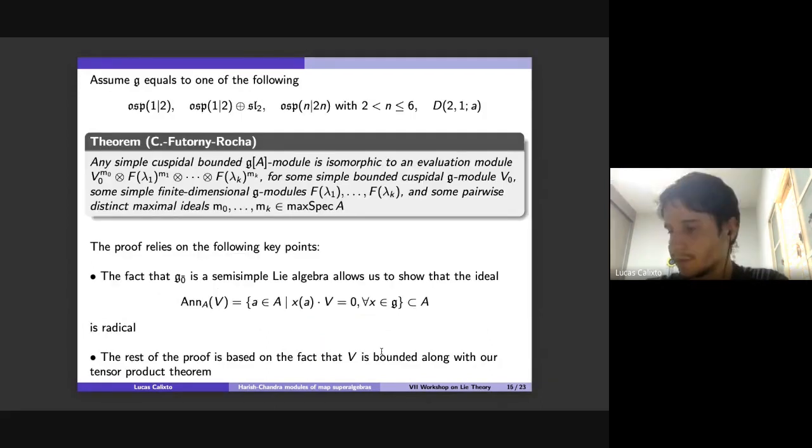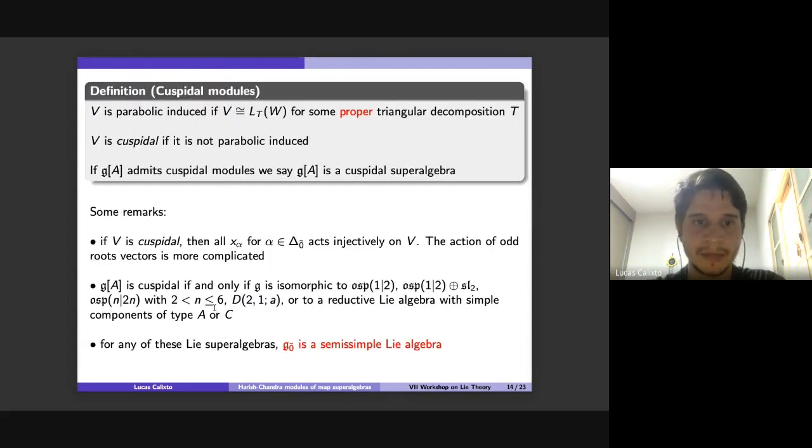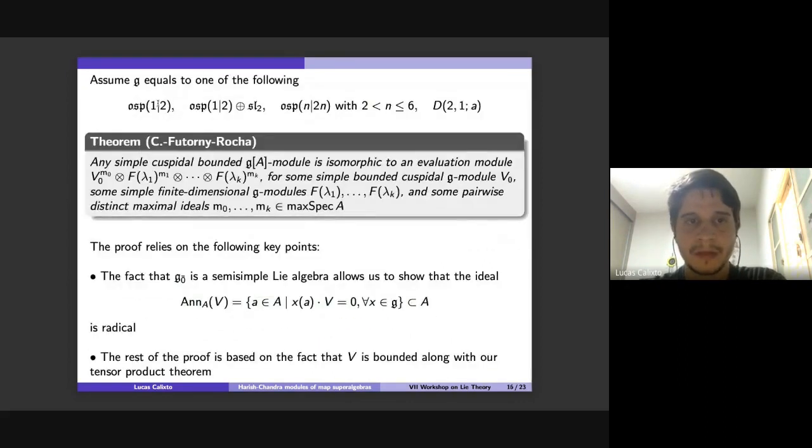Okay, as I said in the previous slides, let's assume G equals one of these Lie superalgebras. I can do that because this is the case where G admits cuspidal modules. In this case, we have this theorem: any simple cuspidal bounded GA module is isomorphic to an evaluation module of this form. What is this? This V0 is going to be some simple cuspidal bounded G module, and all these other ones here are finite dimensional ones. So we are allowed to have only one infinite dimensional module appearing in this tensor product.